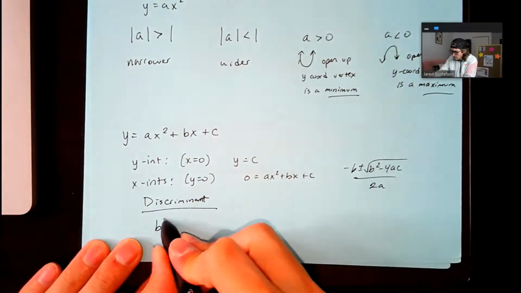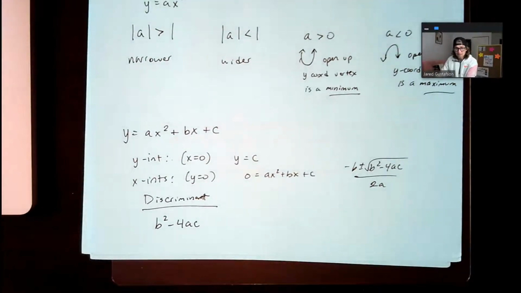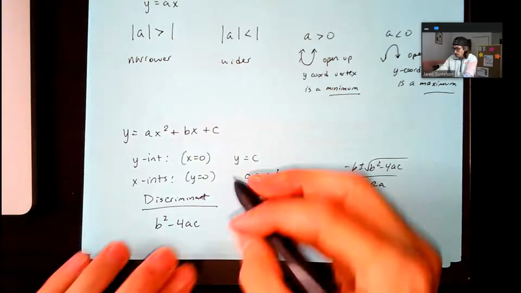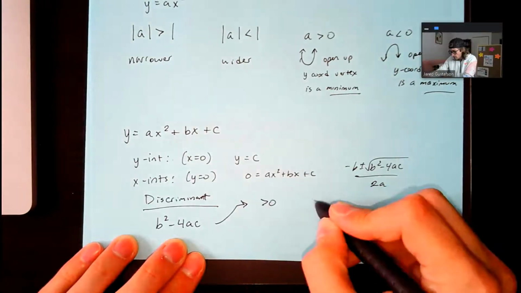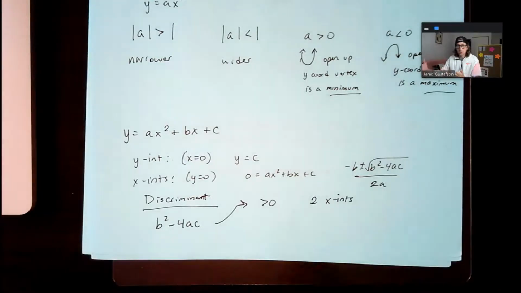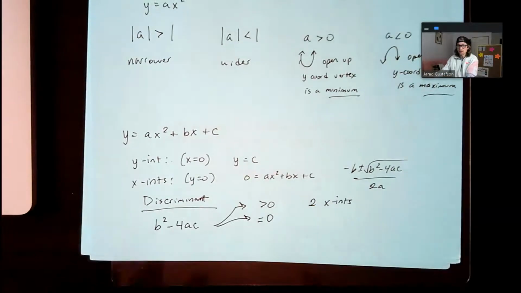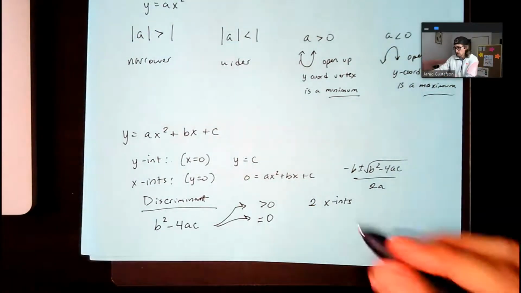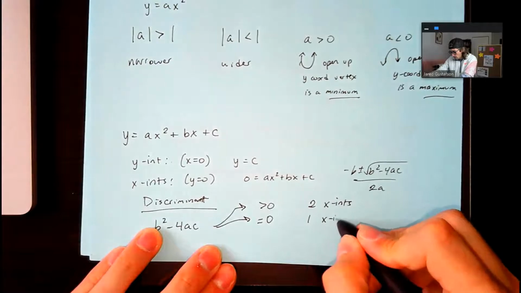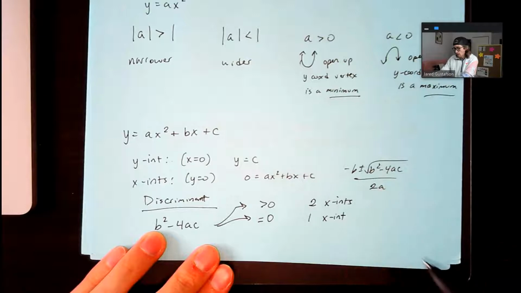The discriminant is the part of the quadratic formula that's under the radical, b squared minus 4ac. If that is greater than 0, there are two x-intercepts. Something positive under a square root will give us 2 solutions. If the stuff under the square root equals 0, that means the square root equals 0, which means we're only going to have one x-intercept or one solution, because this part goes away and it's just negative b over 2a.